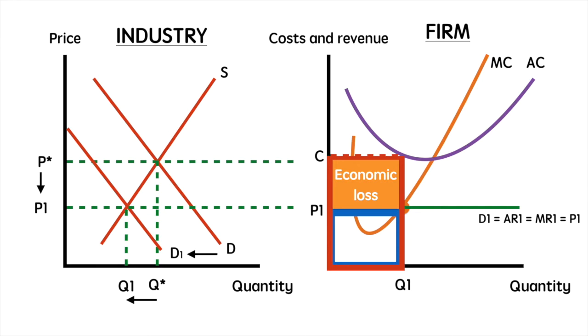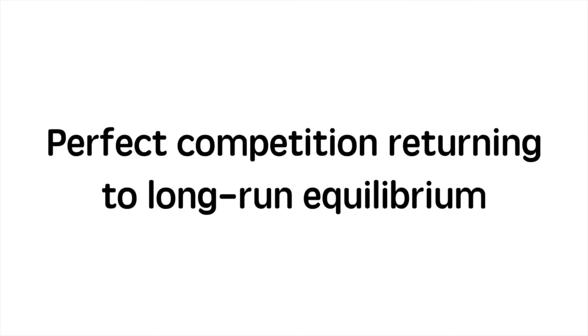At this point, the firm is not productively efficient as it is not operating at the lowest point of its average cost curve. However, it is allocatively efficient as the price consumers are paying is equal to the marginal cost of production. Let's see why they can't continue to run economic losses and how the firm returns to long-run equilibrium.